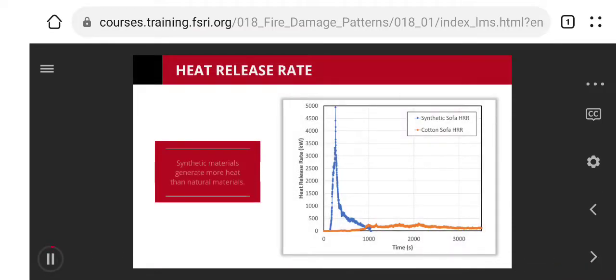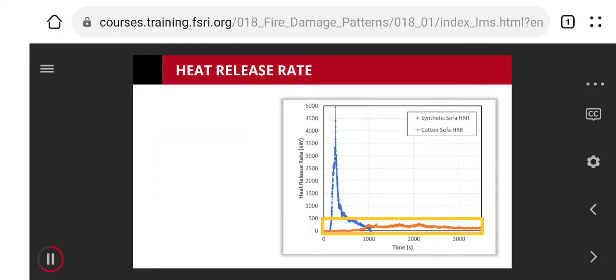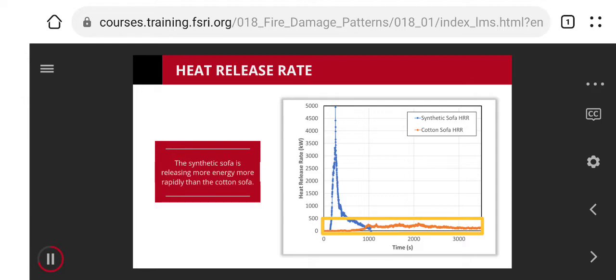In addition to being more flammable, synthetic materials generate more heat per pound than natural fuels. Within the first 3 minutes, the sofa with the polyurethane foam cushions hit a peak heat release rate of almost 5 megawatts. That is more than twice the energy needed to flash over a residential scale room with an open door. The cotton sofa also releases a significant amount of energy, but as you can see, it does so over a much more extended period. The peak heat release rate of the cotton sofa never climbs above 300 kilowatts as it burns steadily for nearly an hour. The heat release rate of the synthetic sofa is typical of the furnishings found in many homes today.